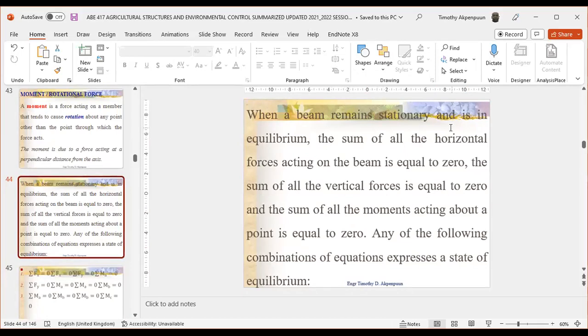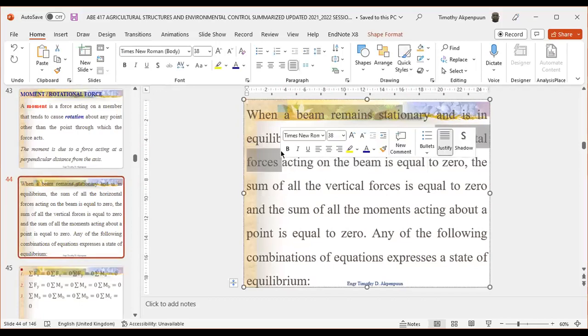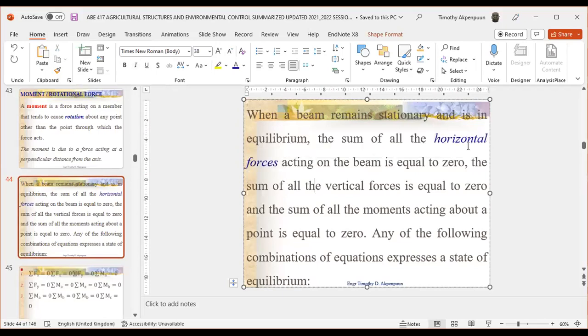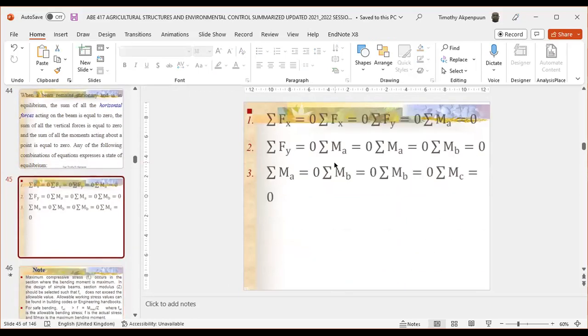When a beam remains stationary and is in equilibrium, the sum of all the horizontal forces acting on the beam is equal to 0. The sum of all the vertical forces is equal to 0. And the sum of all the moments acting about a point is equal to 0. Any of the following combination of equations expresses a state of what? Equilibrium. This is it.